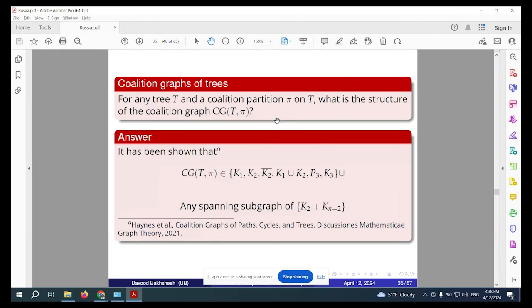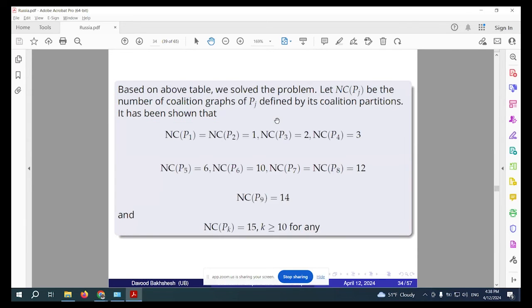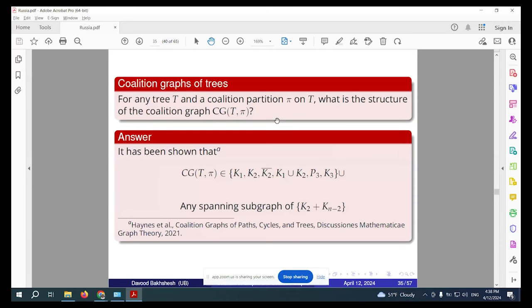There is a problem for Heinz and others: answer this problem for any tree and a coalition partition P1. What is the structure of the coalition graph? As you saw in the previous slide, we discussed paths, but here is a general result on trees. What is the structure of the coalition graph of trees?